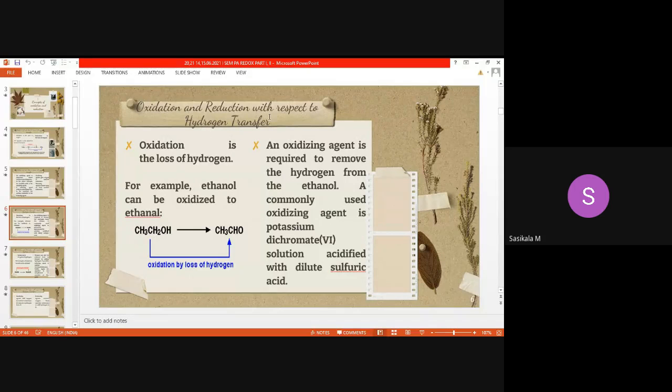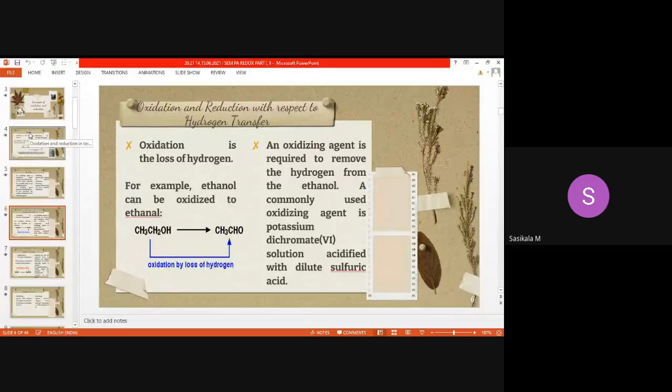So during hydrogen transfer, for the oxidation process, that is to remove hydrogen from the molecule, we require an oxidizing agent, the third reagent, and that will remove hydrogen from the alcohol to convert it into aldehyde. What oxidizing agent can be used? Potassium dichromate solution in acidic medium, that is in dilute sulfuric acid. In that condition only, hydrogen is removed.